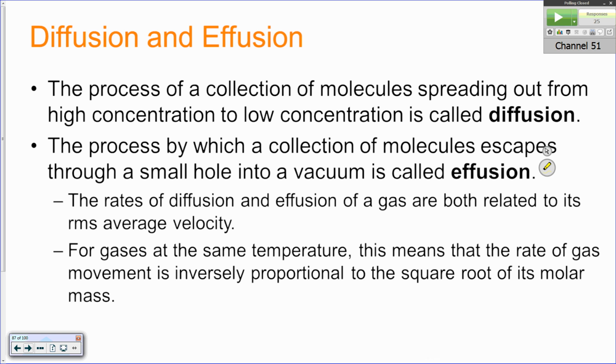Now there's two terms that we look at. They're called diffusion and effusion. These are physical properties of gases. They're not commonly used, but they're measuring two different things that are related. Diffusion measures how quickly a high concentration spreads out to a low concentration.